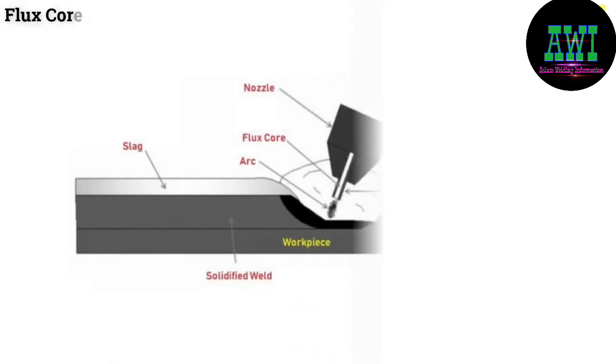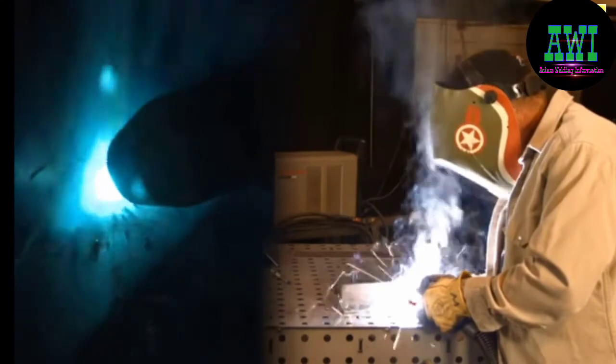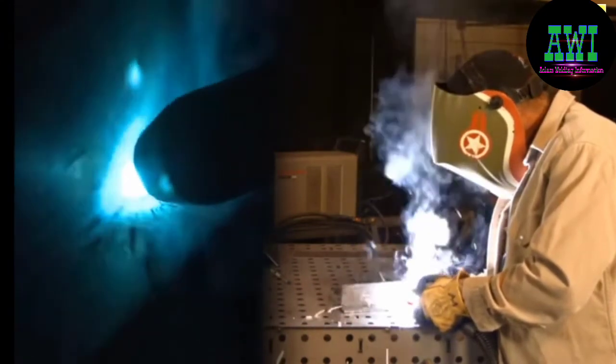Flux core arc welding. This type of welding is almost similar to MIG welding. In fact, MIG welders can often perform flux core arc welding. In this welding, the wire has a core of flux that forms a gas shield around the weld. This reduces the demand for external gas supply.